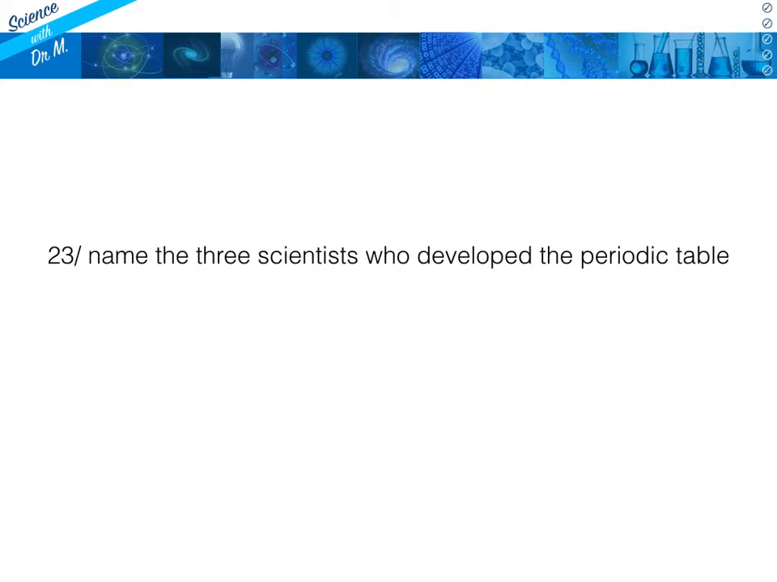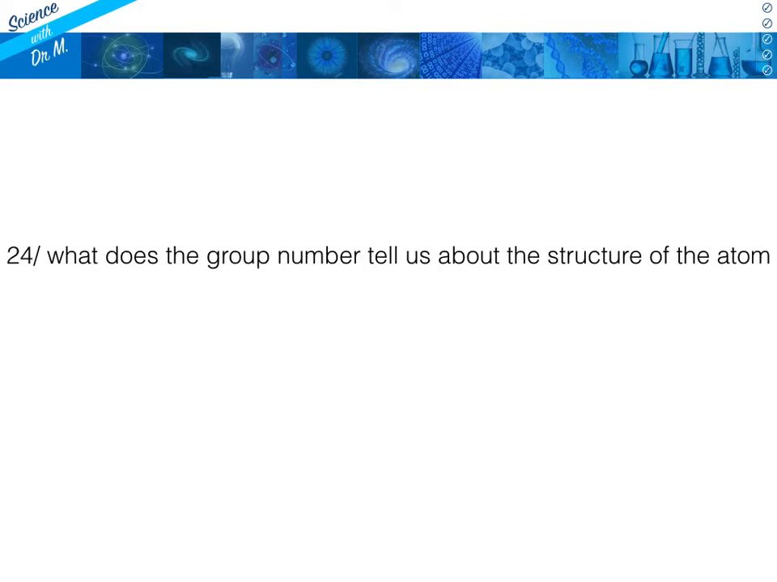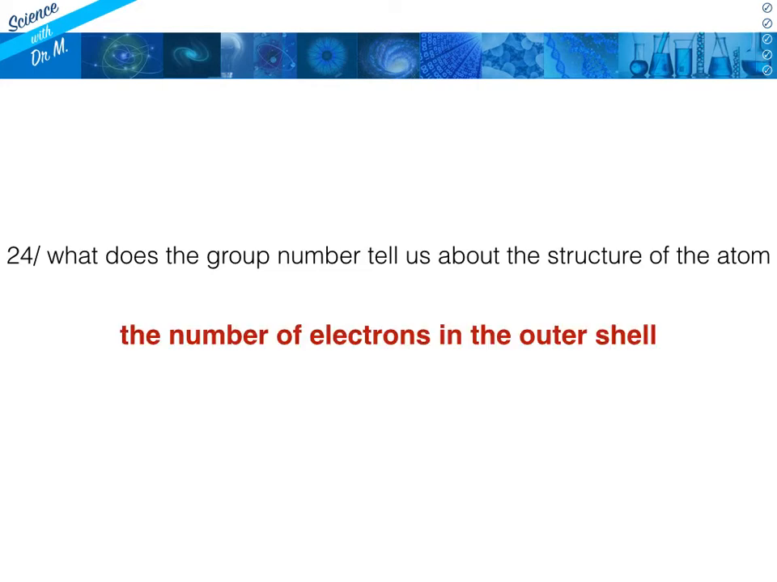Question 23. Name the 3 scientists who developed the periodic table. There were others, but these are the 3 that are on your specification. And the answers are Dobereiner, Newlands and Mendeleev. Question 24. What does the group number tell us about the structure of the atom? So if it's in group 2, what does that tell us? And the answer is the number of electrons in the outer shell.